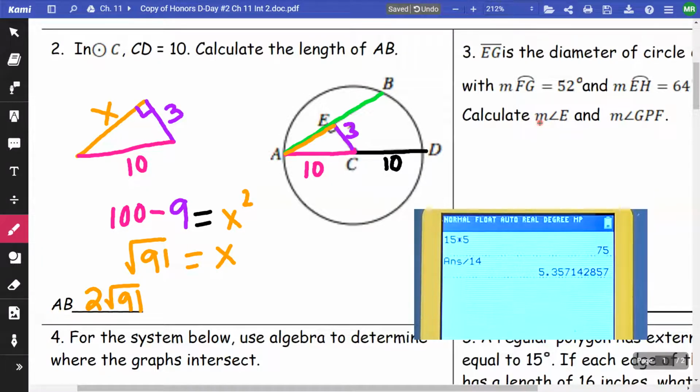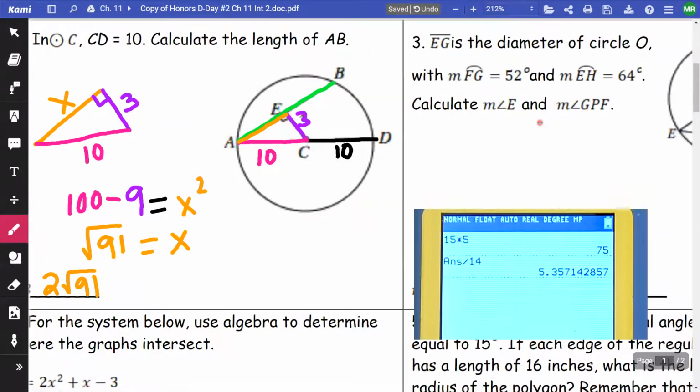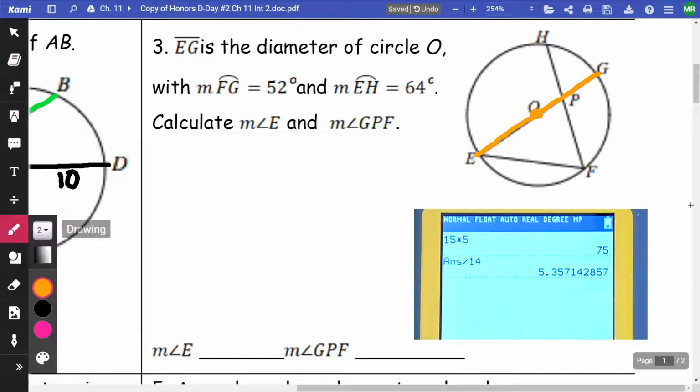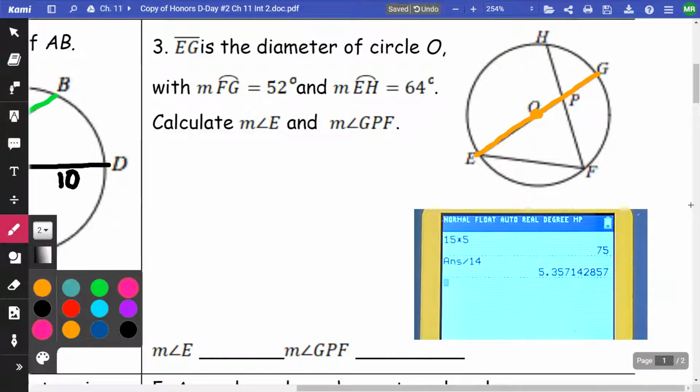On number 3. EG is a diameter. Okay, so we know that that's the diameter. This right here, O, is our center. We know that the arc measure of FG is 52. And the arc measure of EH is 64. We want to find a couple of things.